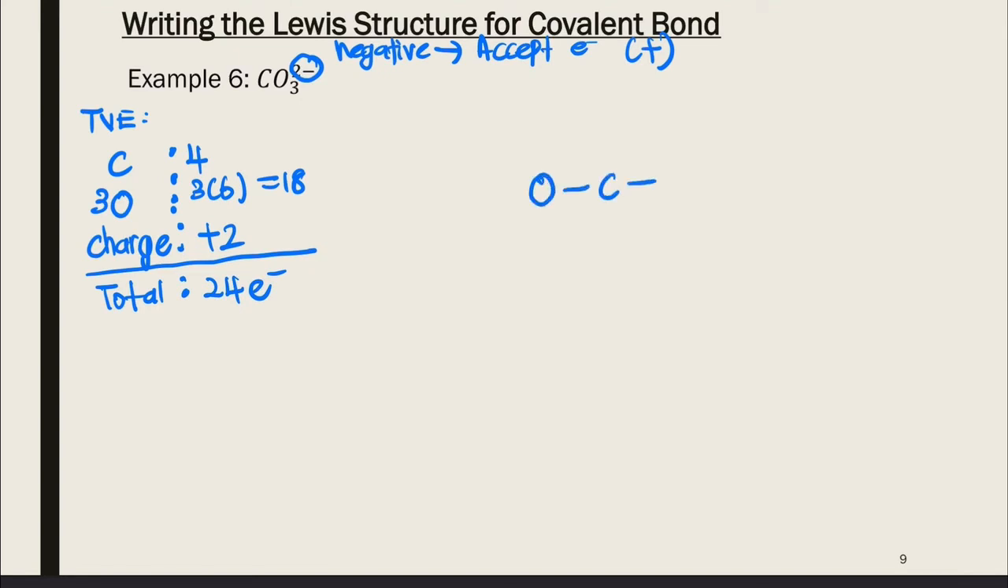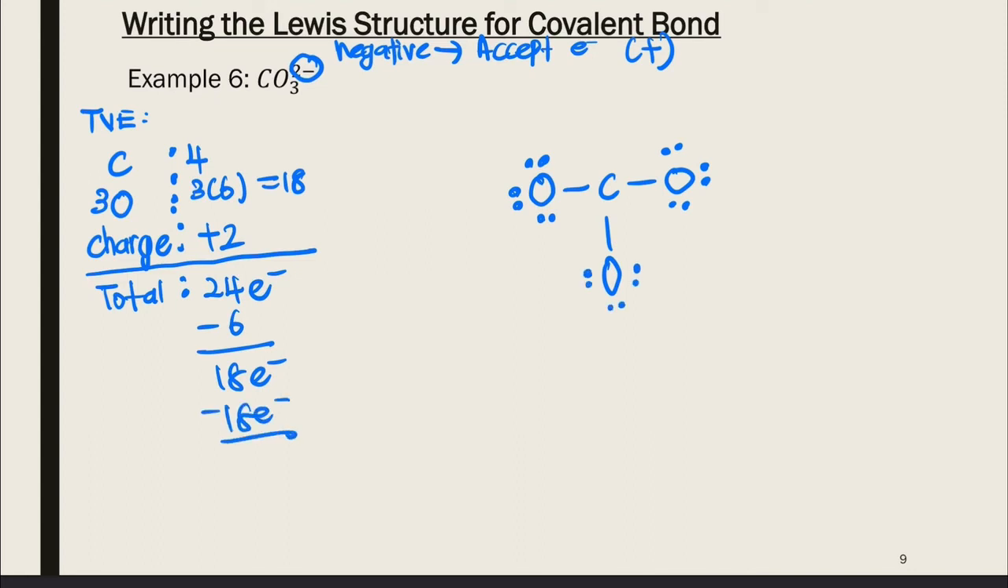Next kita draw the Lewis structure. So carbon will be the central atom. So we already use up 6 electron here with valence of 18 electron. So kita letak 6 elektron pada setiap terminal atom. Okay, so bila kita letak 6 elektron pada setiap terminal atom, so kita sudah guna ke semuanya valence elektron.